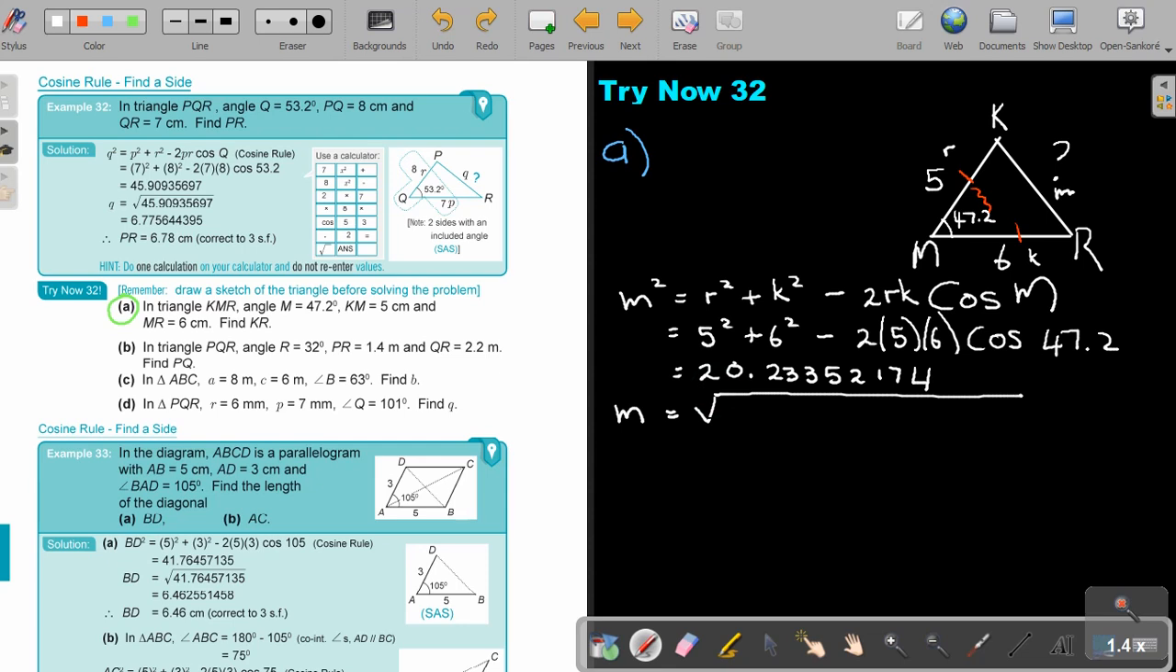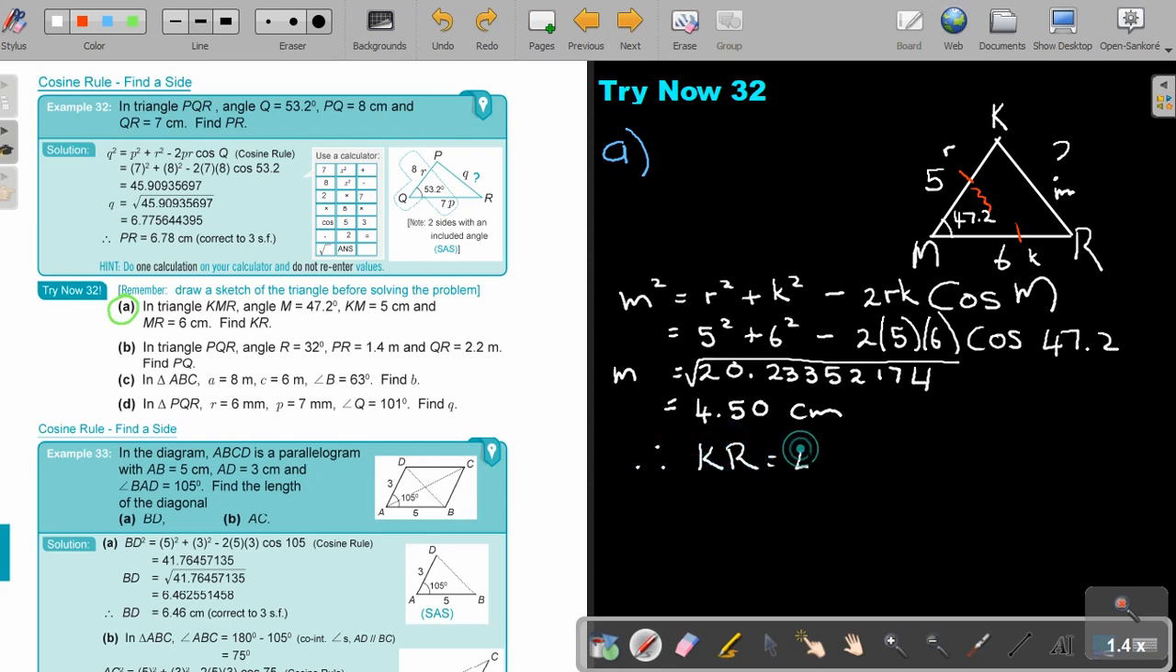So take the square root. I think just to spare time of writing, I would have done it like that. I would have taken the square root there. Keep it on your calculator, and it's 4.50 to 3 significant figures, and it's centimeters. Okay, find KR. So say therefore, KR is 4.50 centimeters. Let's look at the next one.